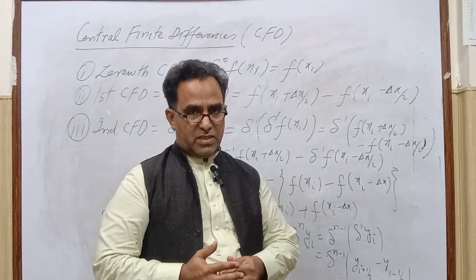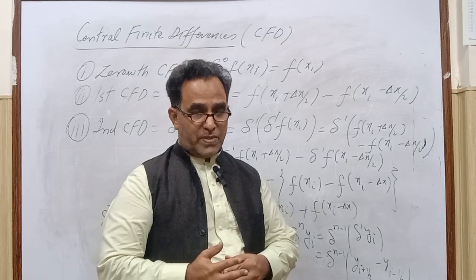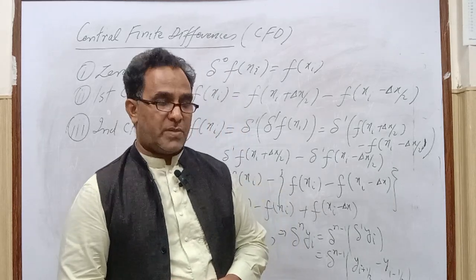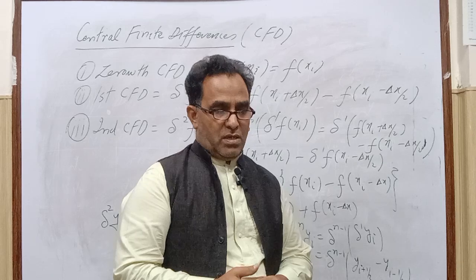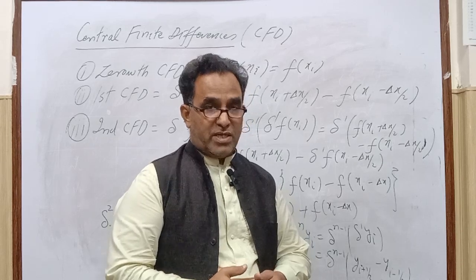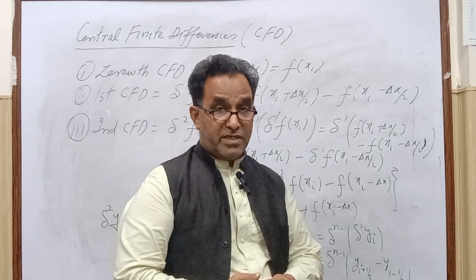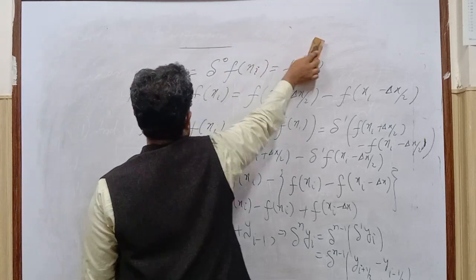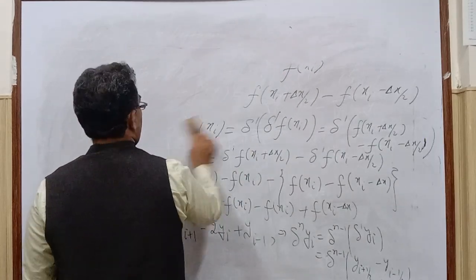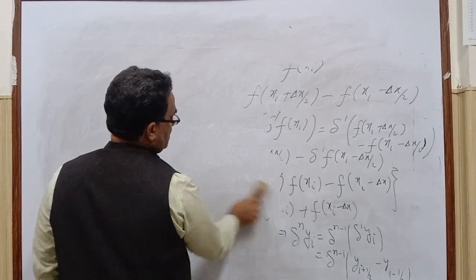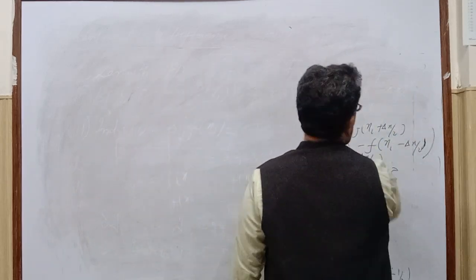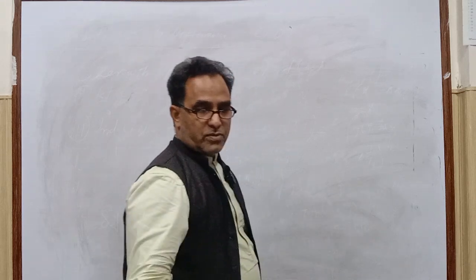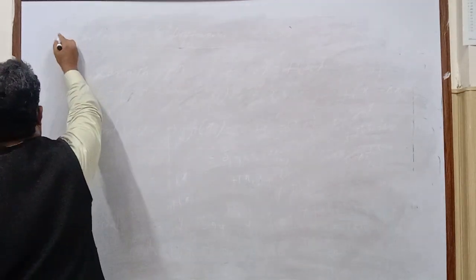Now, just like in the case of FD and BFD, where we obtained the finite difference tables, for CFD we can also obtain a table of central finite differences. That table can be used during numerical calculations, like numerical differentiation and numerical integration. So we will write down here the table of CFDs. Look at the table of CFD, or the CFD table.